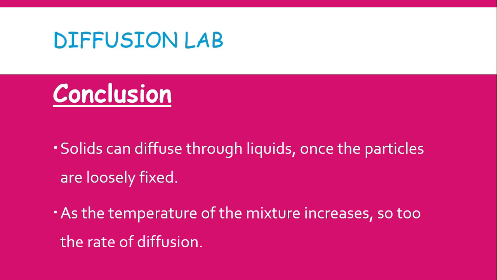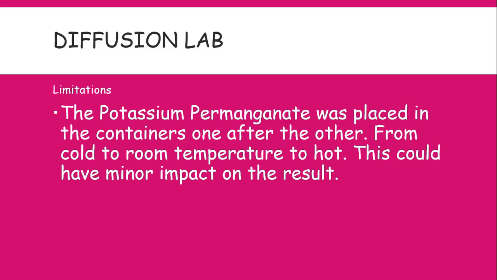Now let us look at what is covered in the limitation. Now the limitation covers those things that would have caused the result of the lab to be flawed, or things that could lead to what we refer to as confirmational bias or probably chance result. Now, potassium permanganate was placed in the containers one after the other, from cold to room temperature to hot, and this could have minor impact on the result. Now, why I had to do that despite the guidelines in the procedure said that it must be done at the same time, I was recording and doing the lab at the same time.